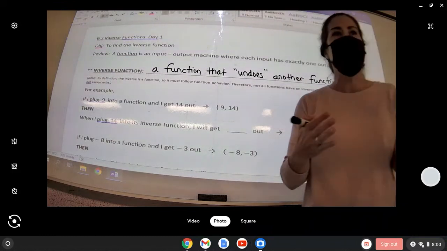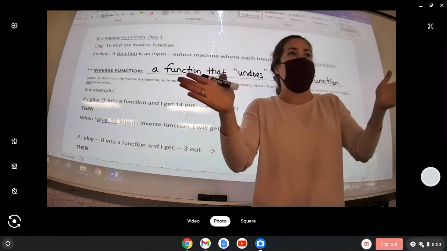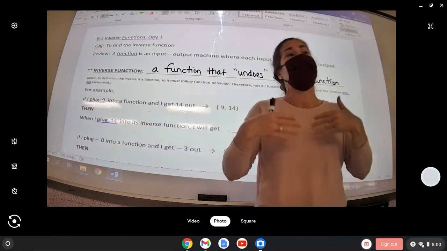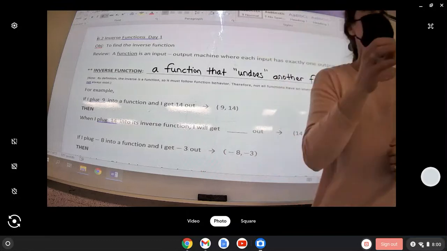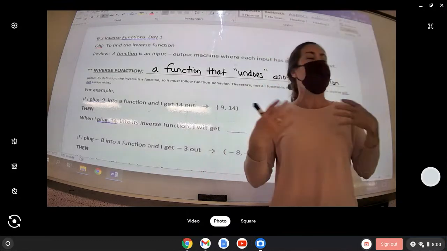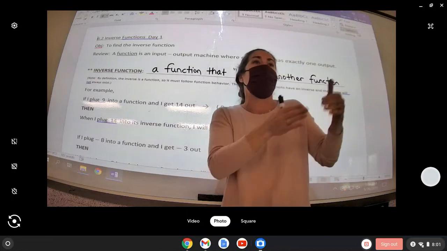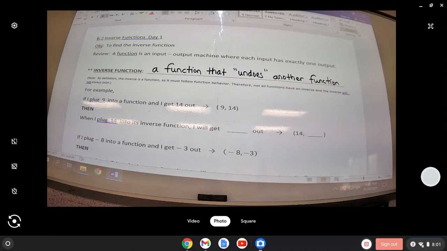So certain functions, when you try to undo them, they produce more than one output. And in that case, we would say the inverse doesn't exist because that inverse doesn't behave like a function, okay? That's more something that you would get into in pre-calculus. Right now, all we have to worry about is just finding an inverse, finding a function to undo another one, okay? All right, so let me give you an example about what I'm talking about.